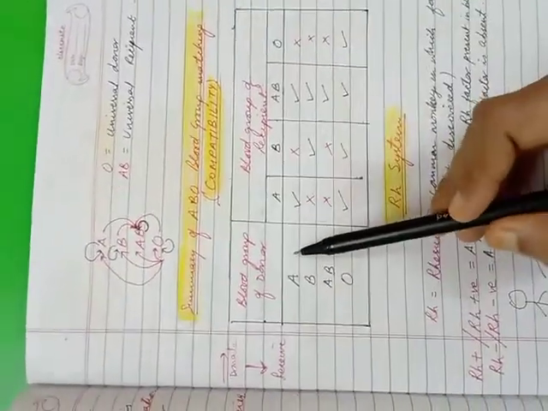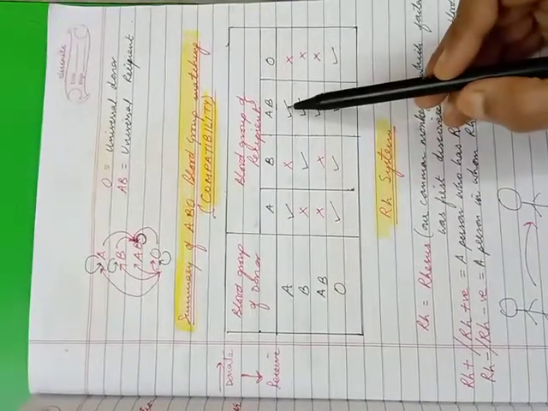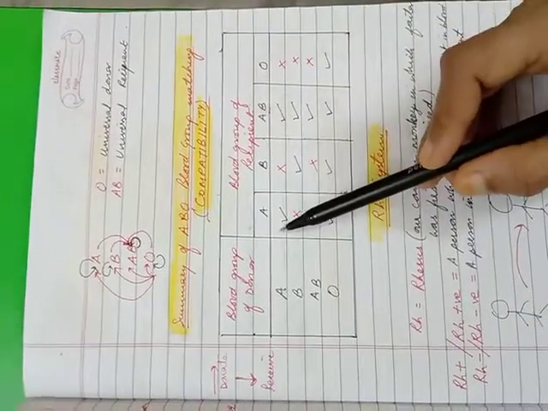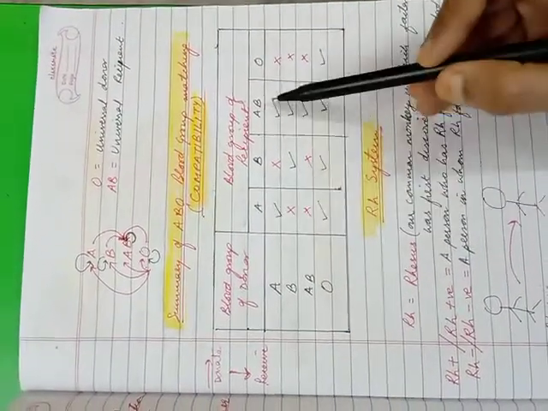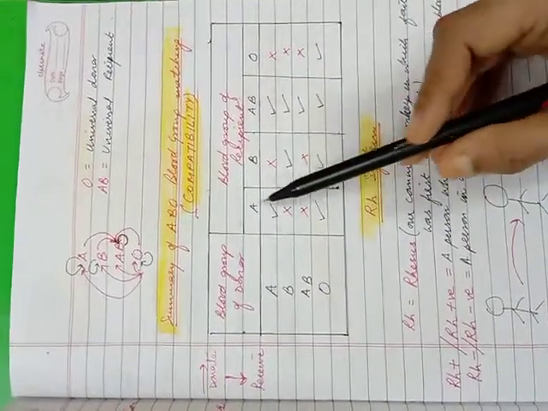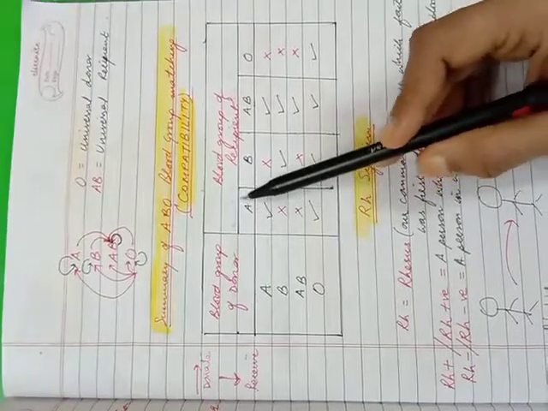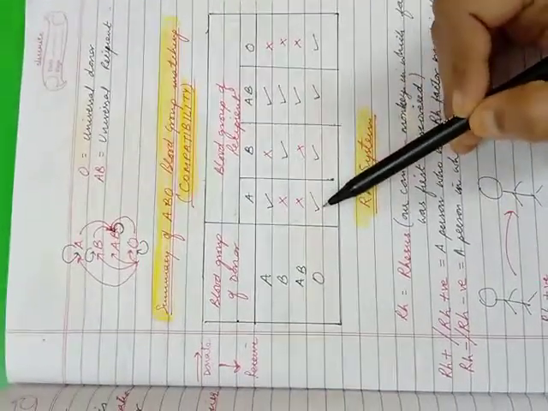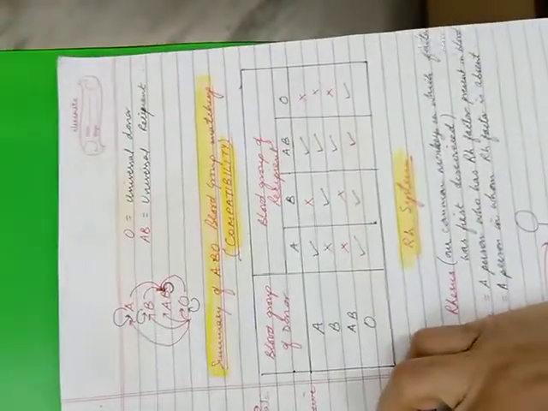For example, A. The tick is on A and AB. What does this mean? That this A can be given to A and AB. But when you come down under A, then this means this A can receive from A and O. Let us start, children. This is very simple and very interesting.